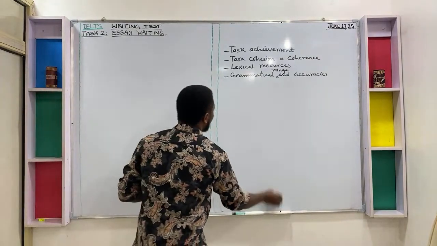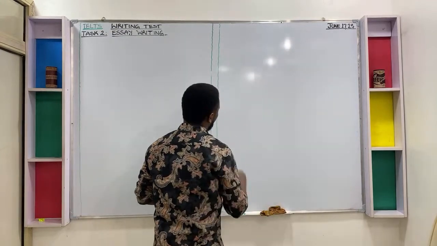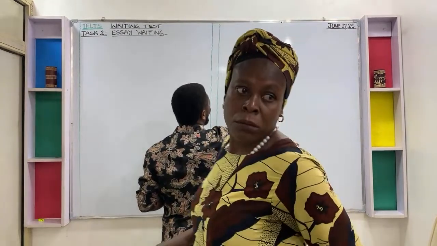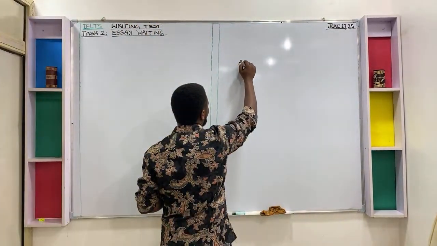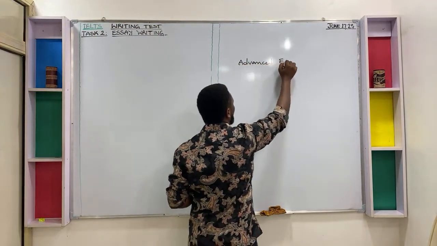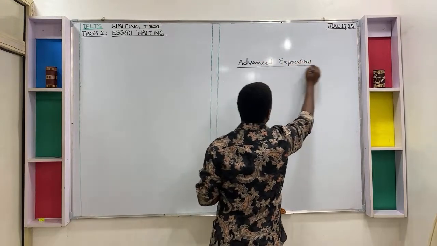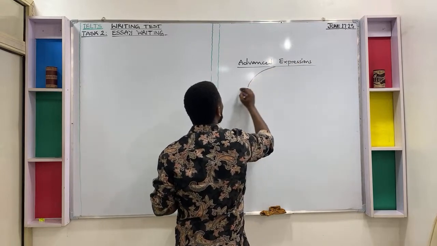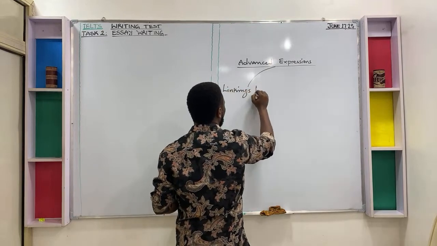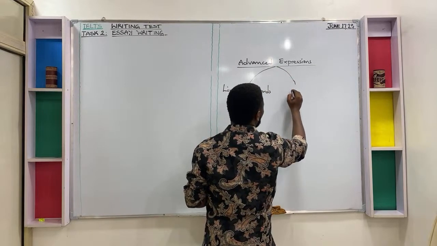Next would be your write-up. Examiners expect you to show off what we call advanced expressions. For your advanced expressions, we are looking at your ability to make use of linking words, and your ability to bring in what we call sequentials.